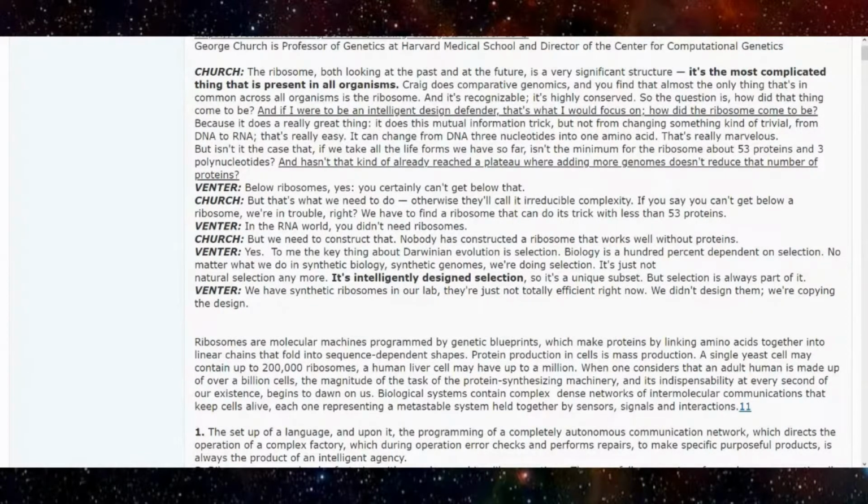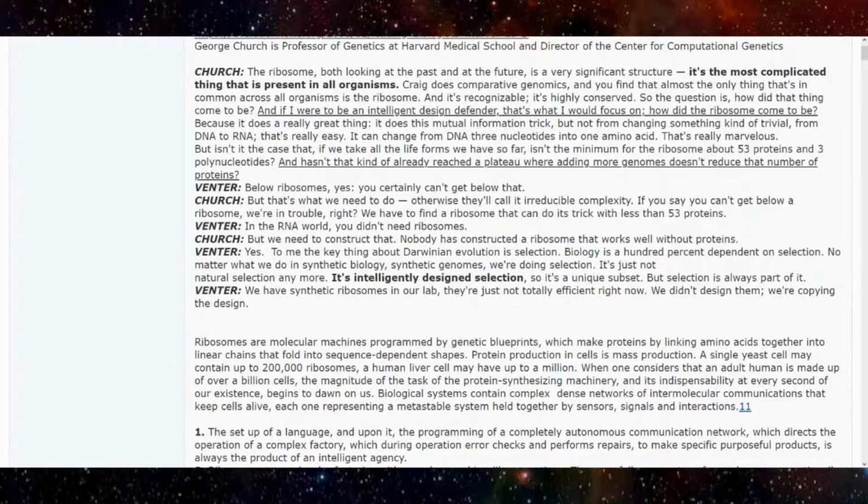That's really marvelous. But isn't it the case that if we take all the life forms we have so far, isn't the minimum for the ribosome about 53 proteins and 3 polynucleotides? And hasn't that kind of already reached a plateau where adding more genomes doesn't reduce that number of proteins? And Venter: below ribosomes, yes, you certainly can't get below that.